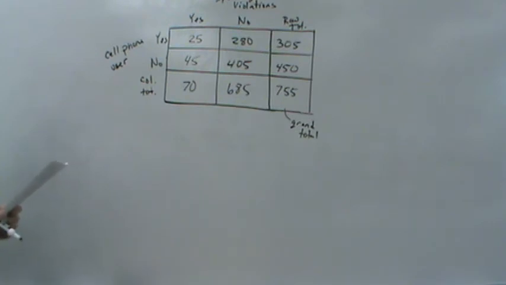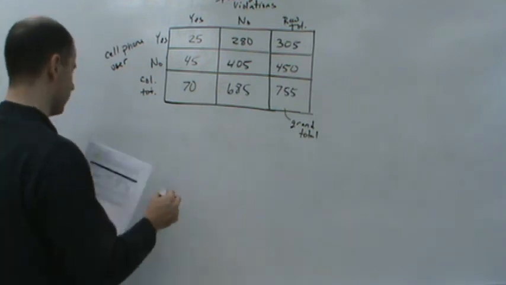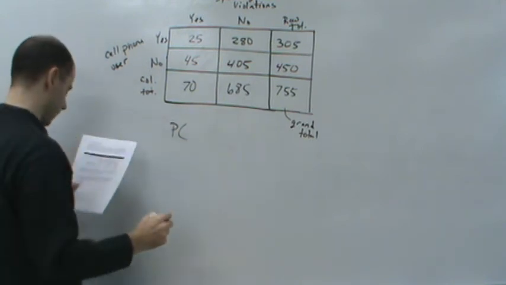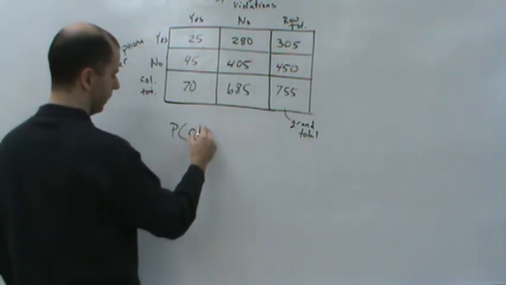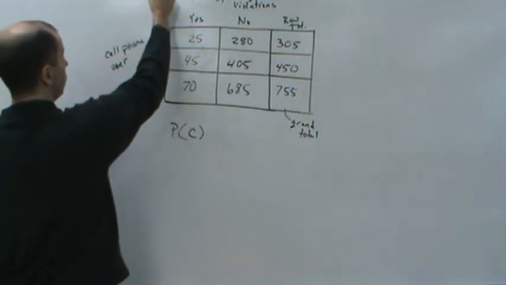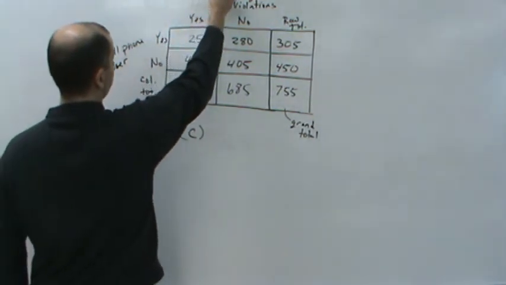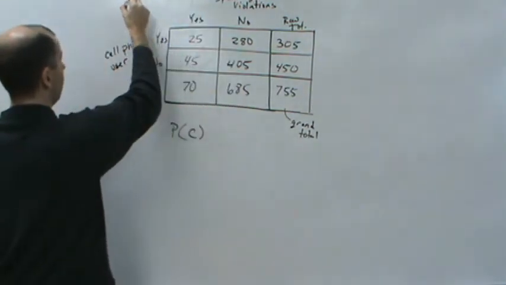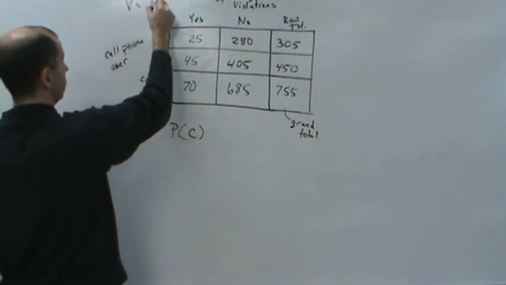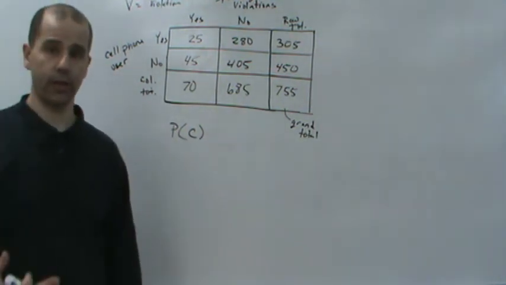Okay? So now here's what we do. Let's answer some questions now based on this table. So the first question is we want to find the probability that a randomly selected person is a cell phone user. So C is a cell phone user, and V, they've had a violation, a speeding violation. Okay? So that's what we're going to use for the events.